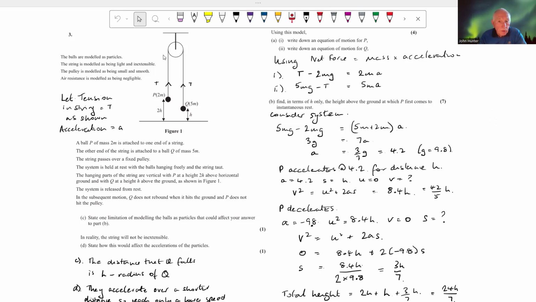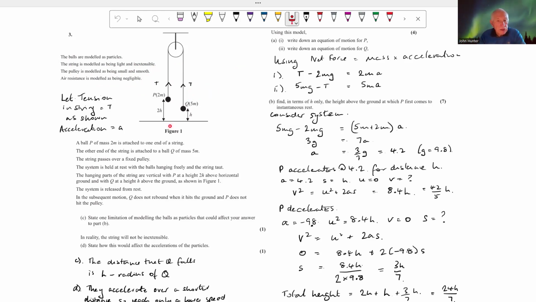Right. So what we've got here is two balls connected by a string over a pulley, and as usual, I've got to move the assumptions up here to the left. Balls are modelled as particles. String is modelled as being light and inextensible. Always make those. Being light means that we've got the same tension applied throughout it, and inextensible means that, of course, it's not subject to stretching, which changes the calculations. A smooth pulley, and air resistance is negligible.